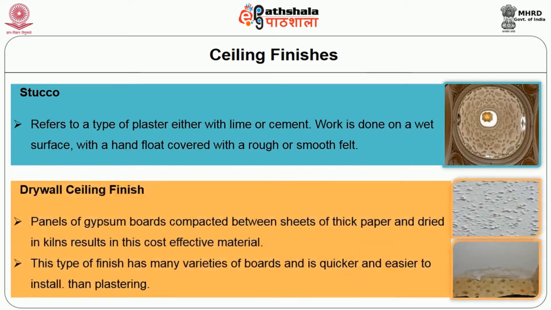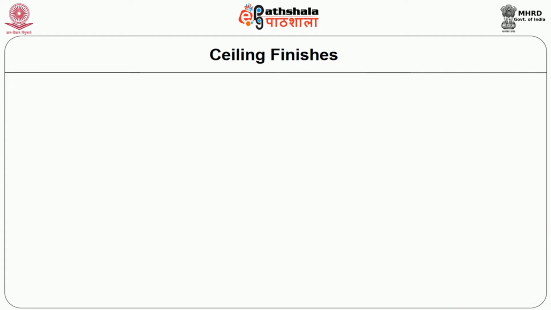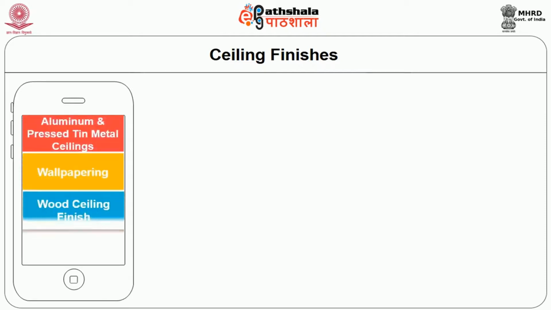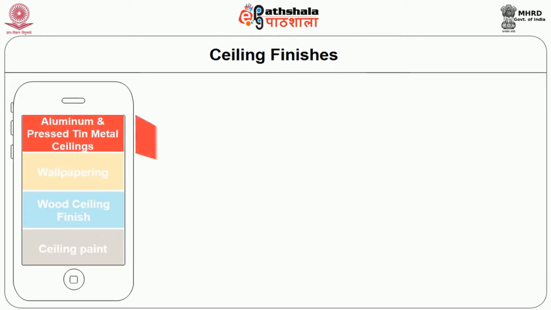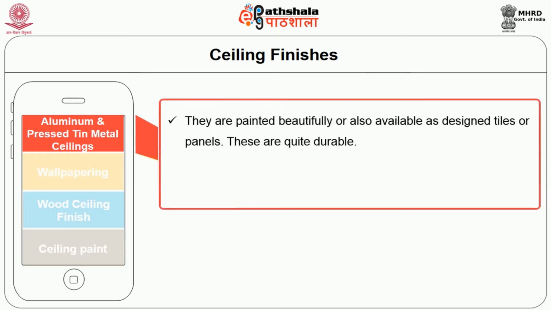Dry wall sealing finish. Panels of gypsum boards compacted between sheets of thick paper and dried in kilns results in this cost-effective material. This type of finish can be done with many varieties of boards and is quicker and easier to install than plastering. Aluminum and pressed tin metal ceilings. They are painted beautifully or also available as design tiles or panels. These are quite durable.